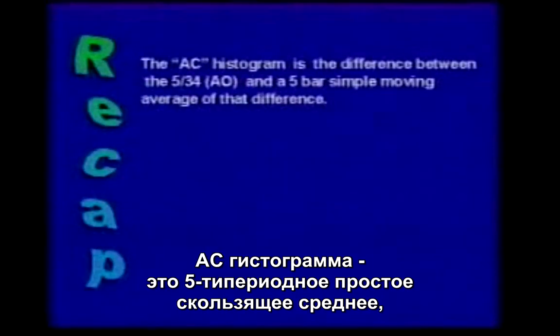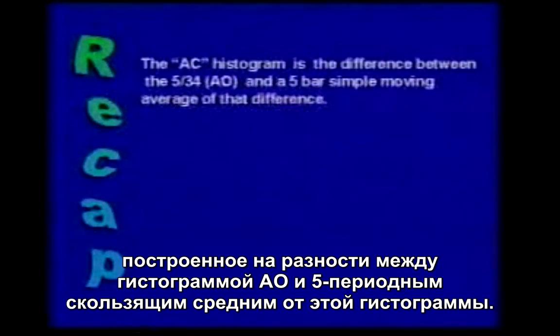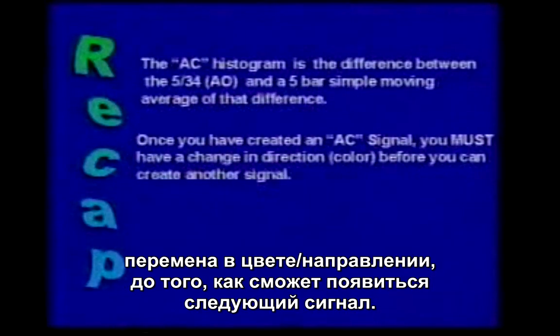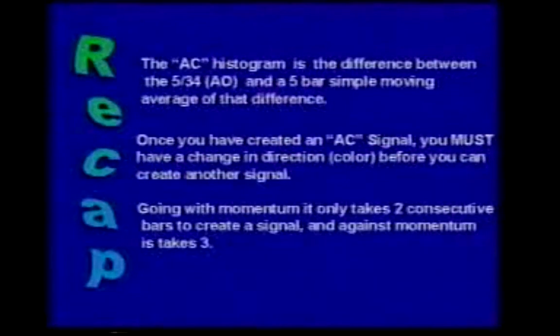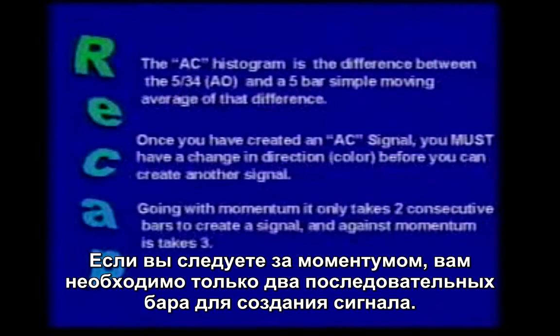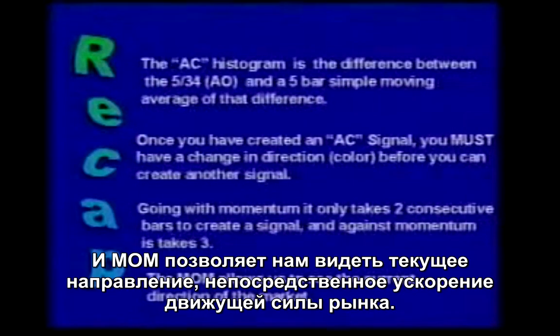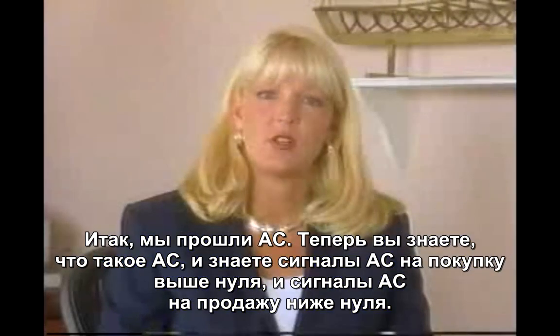So let's recap what we've done this week. The AC histogram is the difference between the 5-34, which is the AO, and a 5-bar simple moving average of that difference. Once you've created an AC signal, you must have a change in direction or color before you can create another signal. Going with momentum, it only takes 2 consecutive bars to create the signal, and against it, it will take 3. And this allows us to see the current direction, the immediate acceleration and momentum of the market.